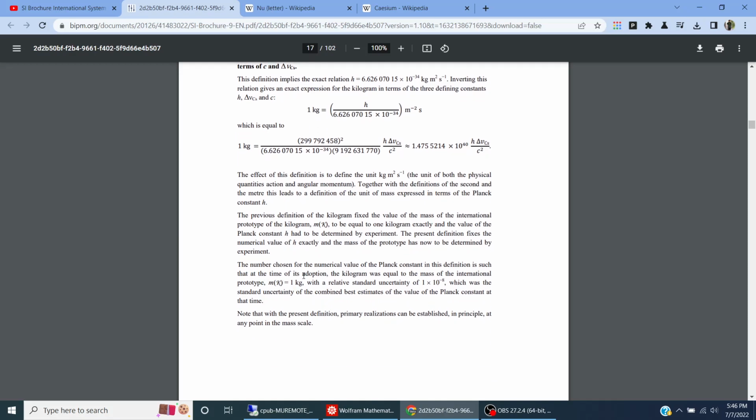The number chosen for the numerical value of the Planck constant in this definition is such that at the time of its adoption, the kilogram was equal to the mass of the international prototype, m(K) equals 1 kilogram, with a relative standard uncertainty of 1.8 times 10^-8, which was the standard uncertainty of the combined best estimates of the value of the Planck constant at that time. Note that with such a present definition, primary realizations can be established in principle at any point in the mass scale.